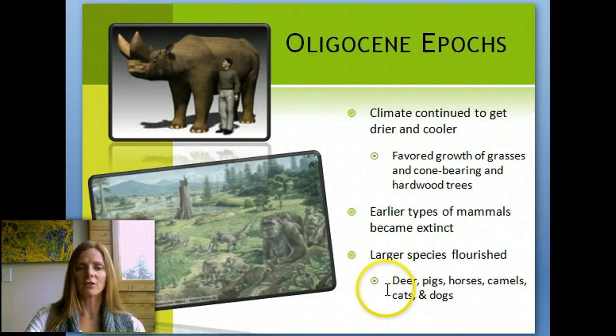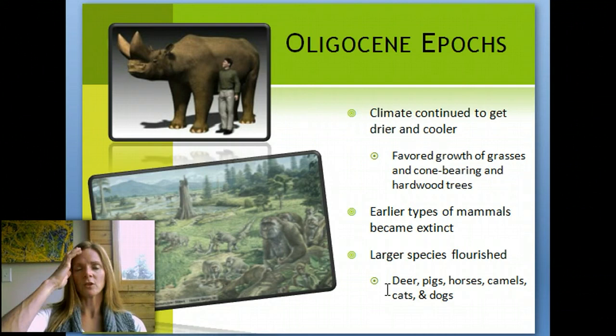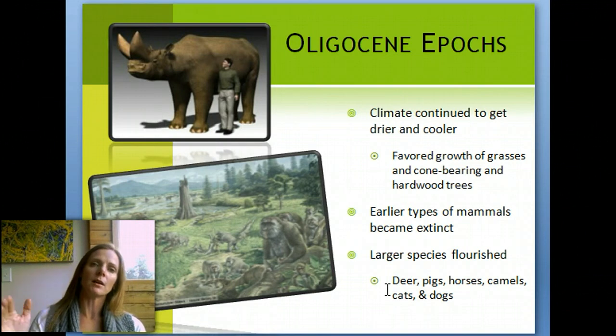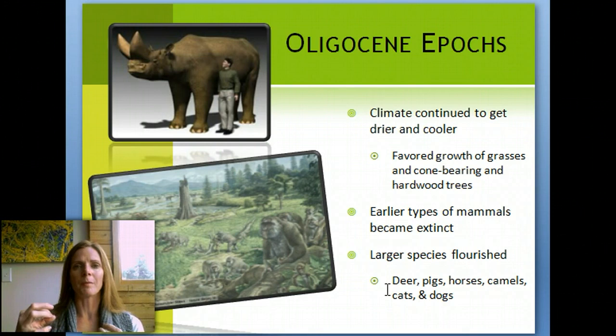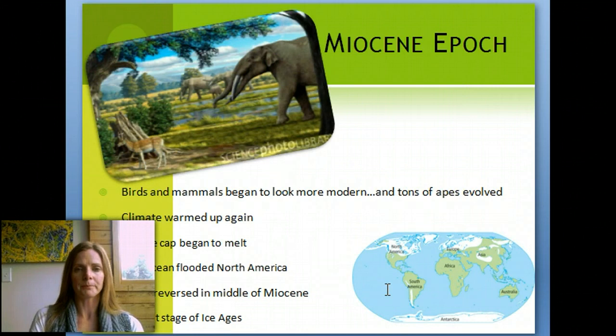So things such as deer, pigs, horses, camels, cats, dogs, all those things began to flourish in the Oligocene. Now they might have looked a little bit different than what we've seen today, based on the evolution of these animals and how they can undergo these microevolutionary changes, okay, due to climate changes, what their land looked like, and so forth.